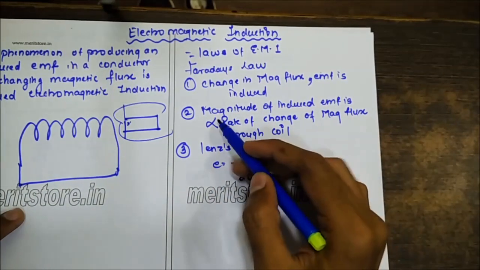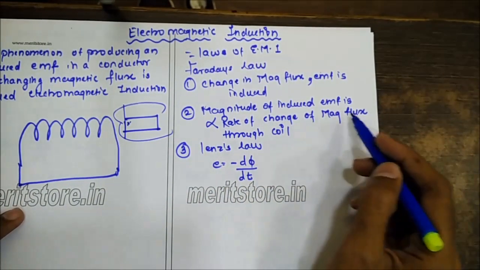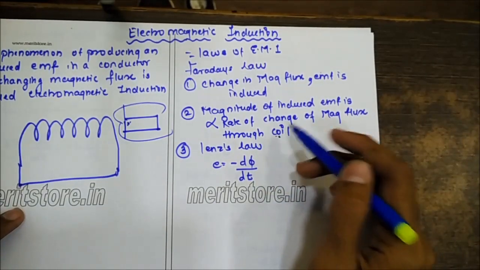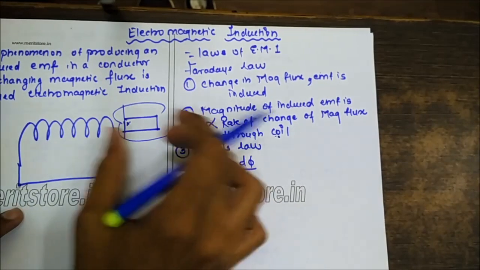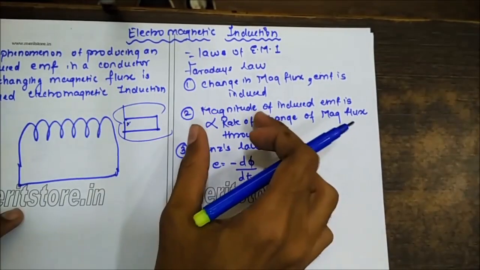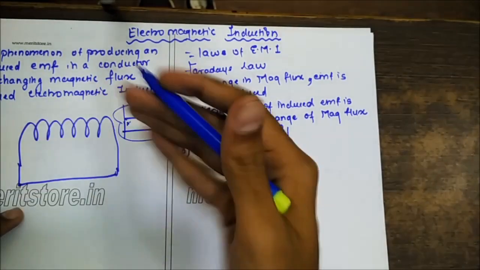Also, the second law states that the magnitude of the induced EMF is directly proportional to the rate of change of the magnetic flux through the coil. This means the faster the magnet moves to and fro away from the coil, the higher the current produced will be.